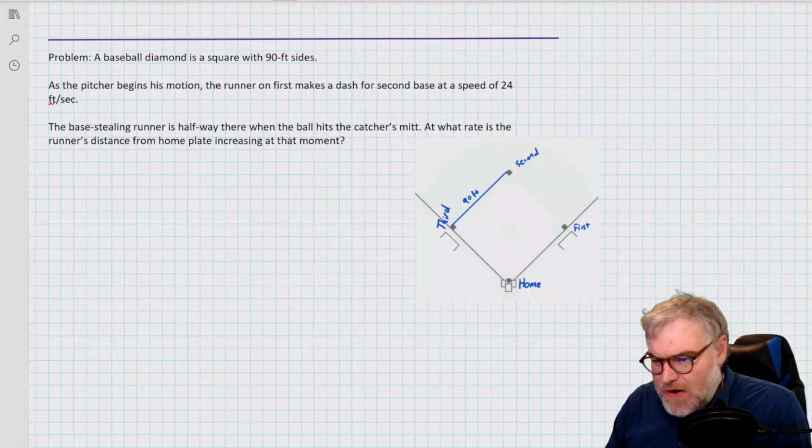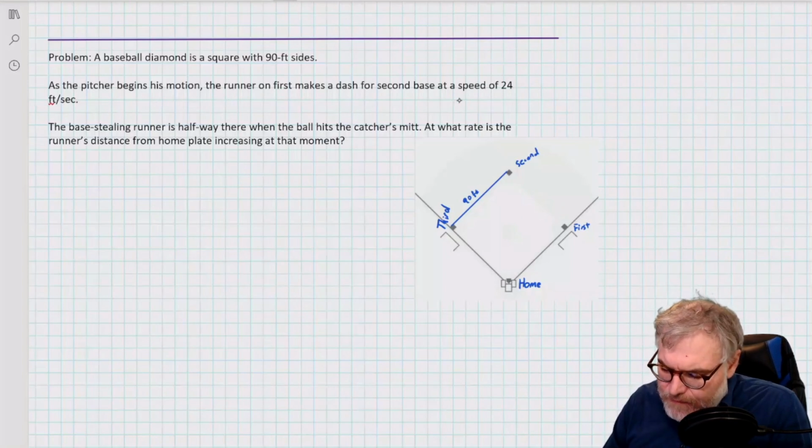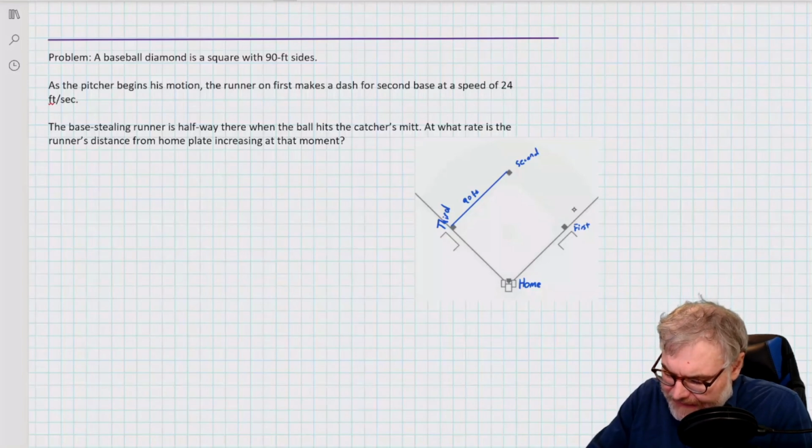Okay? Let me put it a different way here. As the pitcher begins his motion, the runner's stealing. The runner on first makes a dash for second base, and he's going to run at a speed of 24 feet per second.